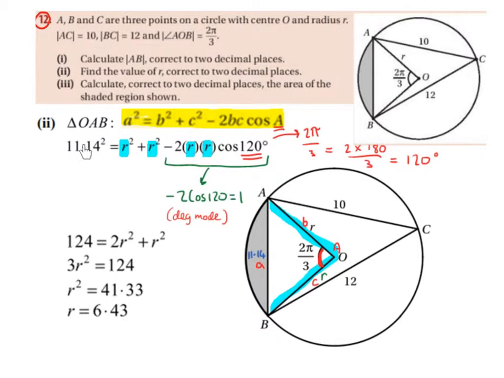Okay, so 11.14 squared is 124. r squared plus r squared is 2r squared. Minus 2 times cos of 120 degrees is going to be 1. And 1 times r, which is going to be r squared. So then 2r squared plus 1r squared is 3r squared. So 3r squared is equal to 124. Dividing across by 3, we get r squared equals 41.33. And square rooting that, we get 6.43 for the radius. Just make sure you're in degree mode for this.